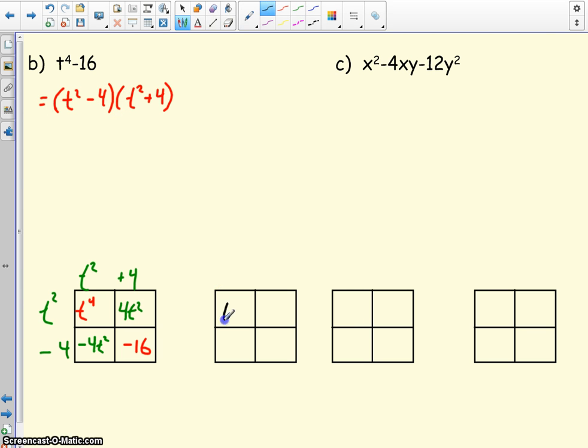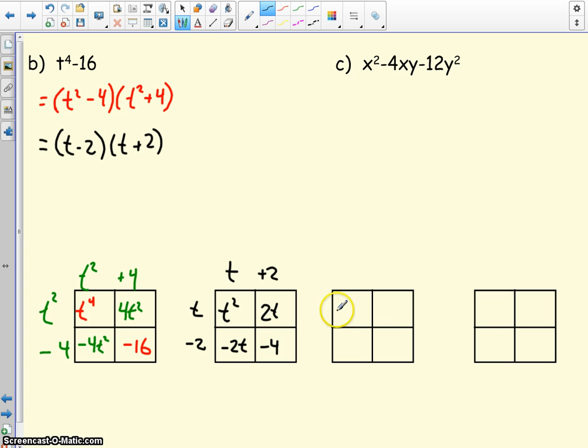So t squared minus 4 you'll recognize as a difference of squares. Okay, so which numbers multiply to negative 4, add to 0? Well, it's going to be 2 and minus 2. So the t squared minus 4 here factors into t minus 2, t plus 2. Okay, and I'm left to deal with this t squared plus 4.